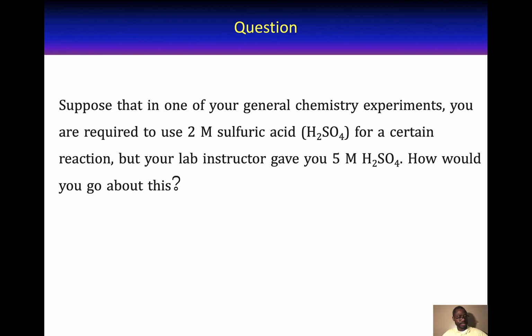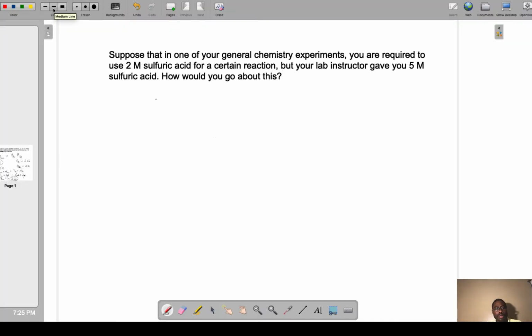Okay. So let's go over the question again. Suppose that in one of your general chemistry experiments, you are required to use 2 molar sulfuric acid for a certain reaction, but your lab instructor gave you 5 molar sulfuric acid. How would you go about this? So as I pointed out, you need to know 3 of the variables in the dilution expression to be able to calculate the fourth one. But based on this question, you're only given 2 variables, which means that you need to find the third one to enable you to calculate the fourth one.